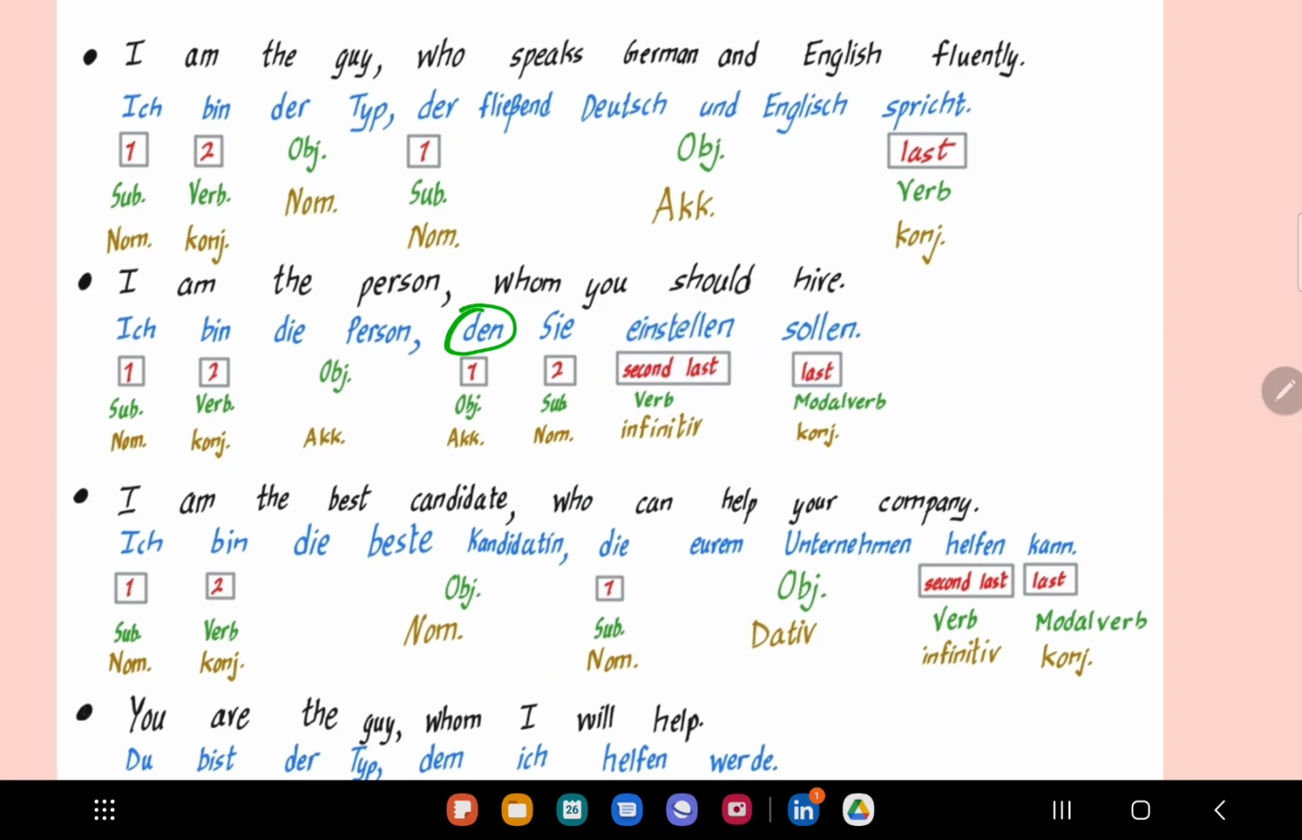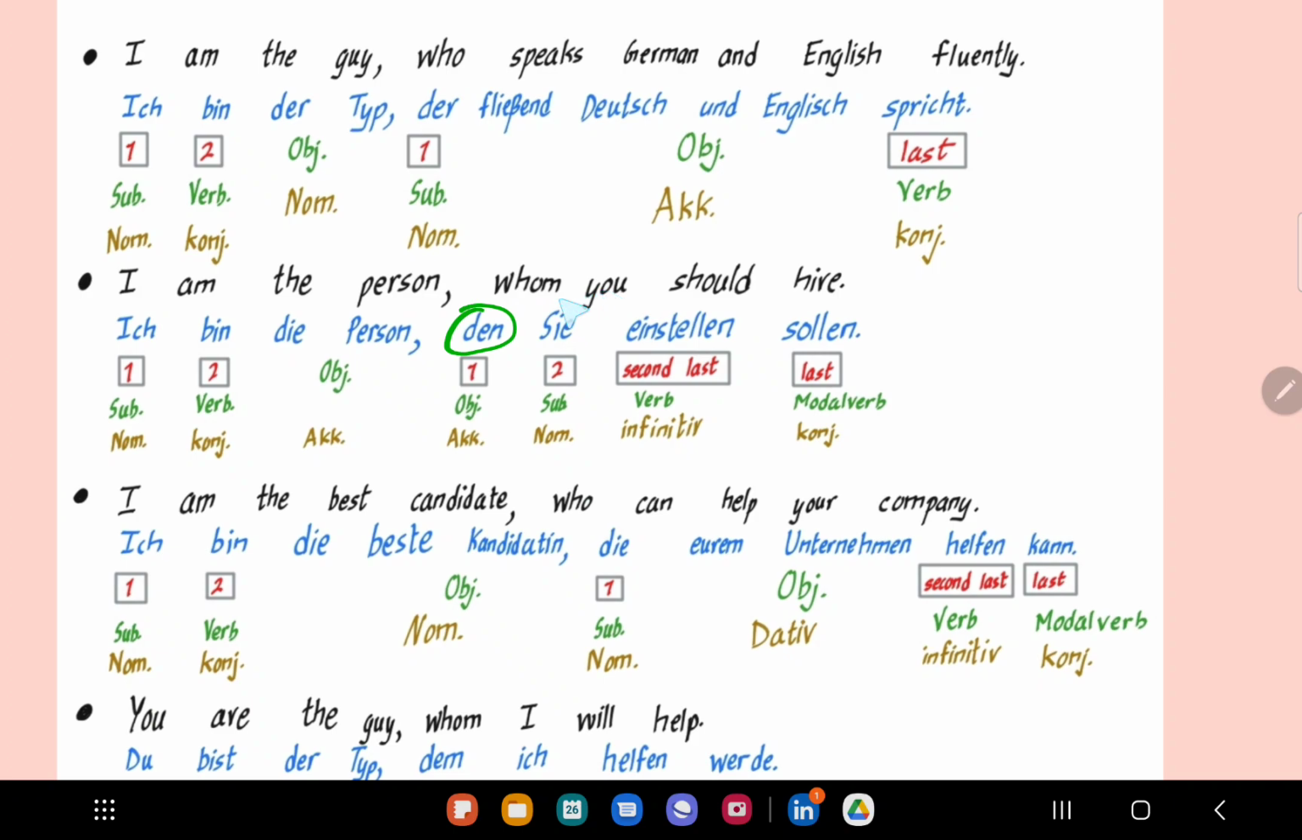Okay, so what exactly is happening in these sentences? I hope you could follow. I am the best candidate who can help your company. So ich bin die beste Kandidatin. I assume you are a woman, so ich bin die beste Kandidatin. Again, it is nominative because bin, sein, who, die, die can help your company. Here it is the subject, die eurem Unternehmen helfen kann. Okay, die eurem Unternehmen helfen kann. Check in the second sentence whether the object from the first sentence, so here in this sentence, the guy becomes the subject of this sentence. Even then it is here at the first position.